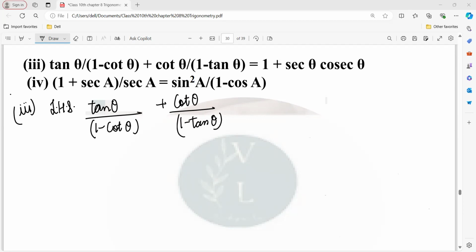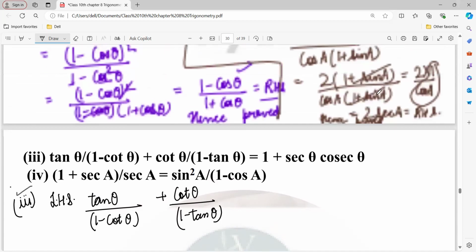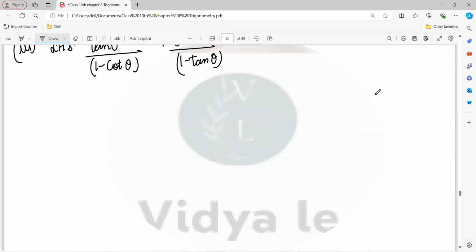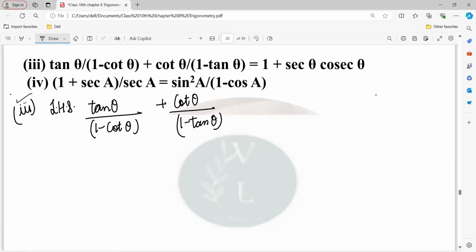So, students, in the last session, we started exercise 8.3, question number 4, of which we have already completed parts 1 and 2. Today we are going to start part 3 of question number 4. So, let's get started. We have tan theta upon 1 minus cot theta plus cot theta upon 1 minus tan theta, and we need to prove that this equals 1 plus secant theta into cosecant theta. So, let's solve the left hand side.